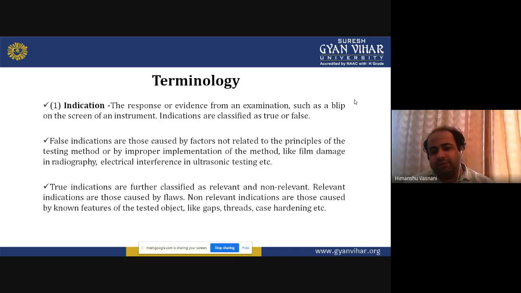Then the true indications can be like, if some defect is found, then there will be an indication that there is a defect, there is a flaw. Flaw is another synonym of defect, so you can go with that also. So if any defect or flaw is there, then also the indication will show you. It will be relevant.